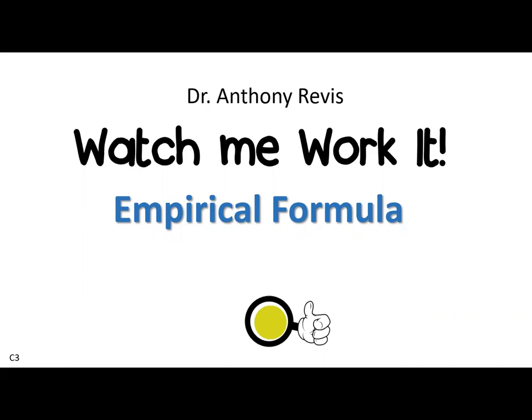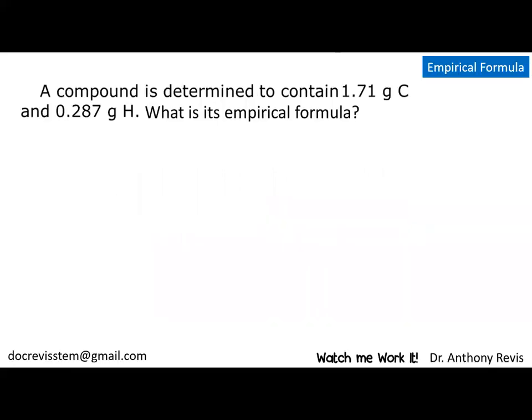In this one, I'm going to do empirical formula. So you get to watch me do an empirical formula. And here we go. Here's the problem. A compound is determined to have 1.71 grams of carbon and 0.287 grams of hydrogen. What is the empirical formula?